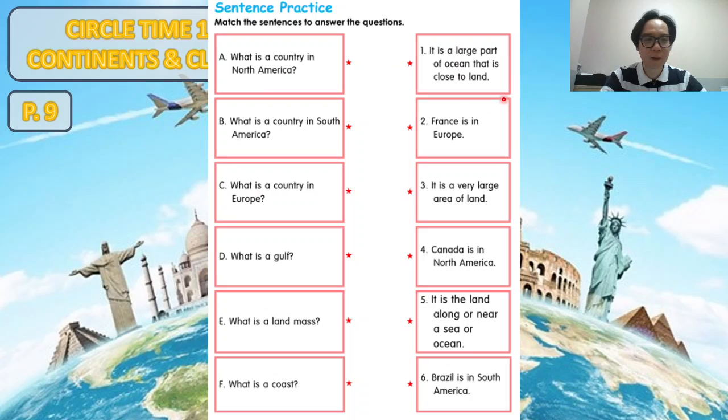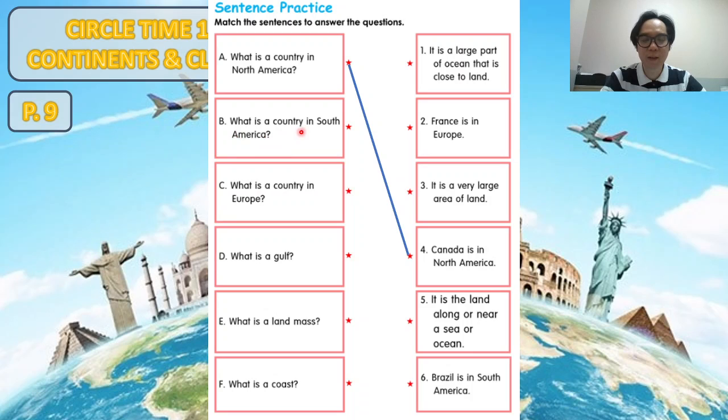Is North America here? Nope. Here? No. Here? Nope. Here? Oh, wait a second. North America. It says Canada is in North America. Whoa! Is that the right answer? Yes, it is.